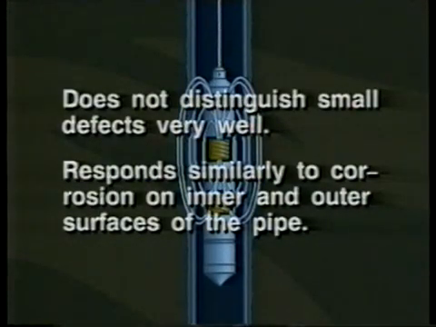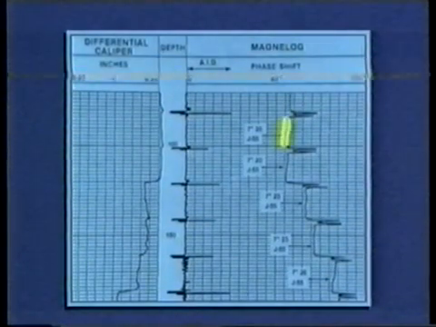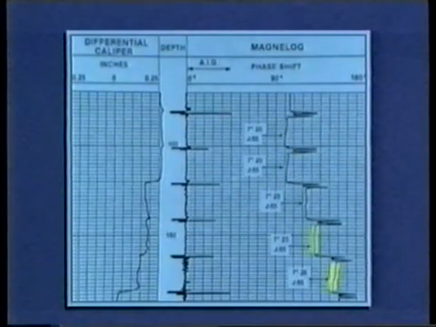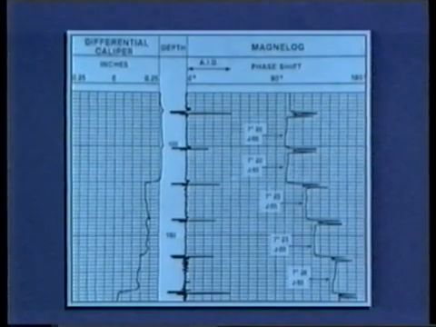Problems with this measurement are that it does not distinguish small defects very well, and that it responds similarly to corrosion on inner and outer surfaces of the pipe. Often, therefore, an internal electronic caliper is included with this device to distinguish inner from outer surface damage. This example illustrates the response of a phase shift device. Note that the phase shift generally increases with increased weight casing, and that a collar or defect shows up as two distinct peaks, resulting from the field lines passing over the collar or defect twice as the tool moves up the wellbore.